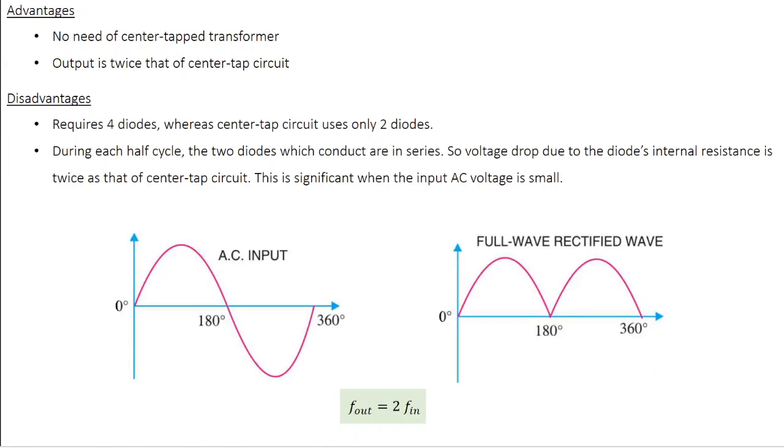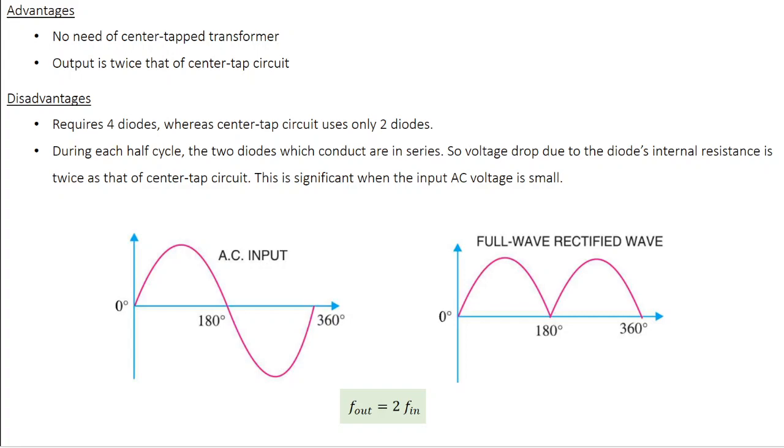Now, what are the advantages of a bridge rectifier over a center tap rectifier? As I said, since there is no need of a center tap transformer, this is more cost effective because a center tap transformer is more expensive compared to a normal transformer. And the output is twice that of a center tap circuit, because in center tap each diode is going to use only half of the secondary voltage, but here the entire secondary voltage is utilized for the output generation.